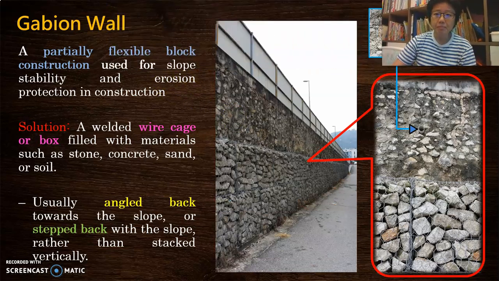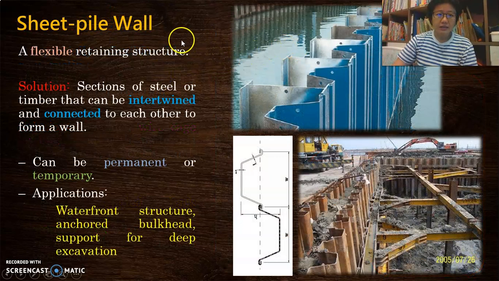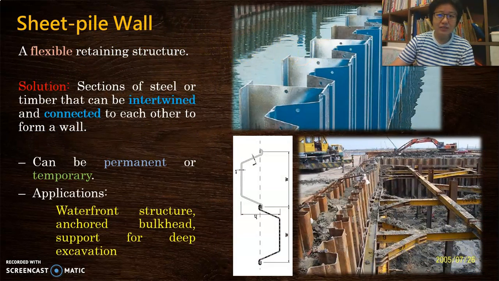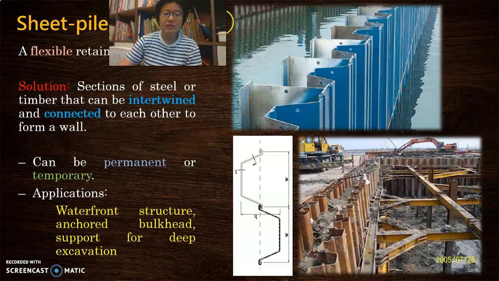Alright? Okay. Next, the sheet pile wall. Again, these are very common. You have seen these quite commonly along river banks, right? And sometimes in deep excavations. Alright, so what are they actually? They are just sections of steel or timber. Again, today we rarely use timber because of sustainability issues and such things, and they are interlocked or connected.